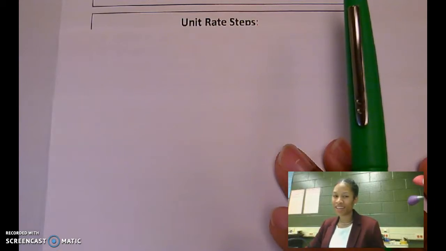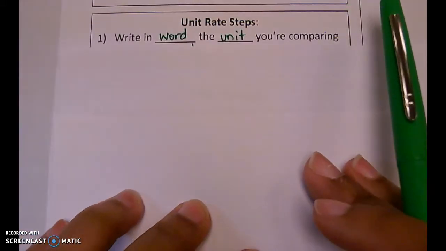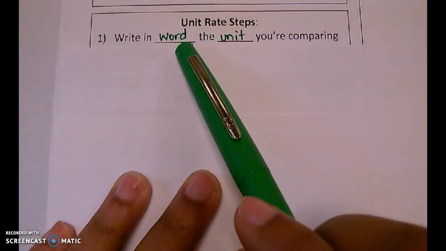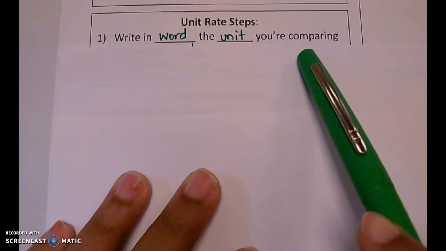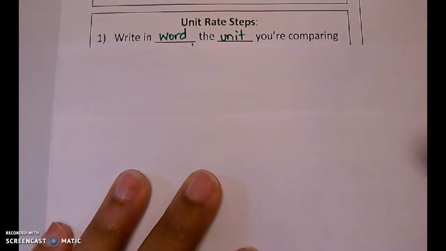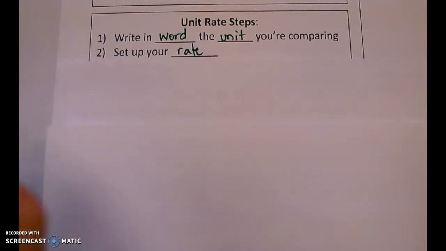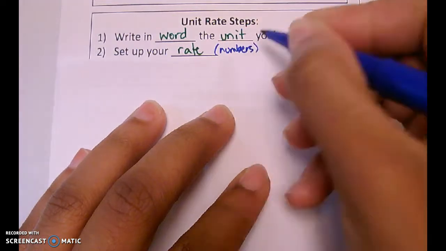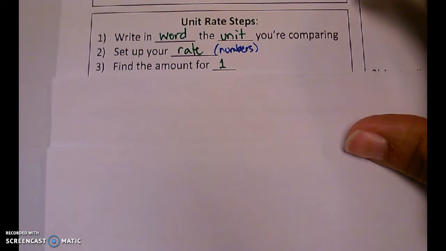See, y'all almost made me forget our unit rate steps. Let's get into those real quick. When we're solving any type of unit rate problem, the first thing I want you to do is to write in word form the units that you're going to be comparing. So you're going to read the problem, identify what words we're using for this unit rate, and write those down. Secondly, you're going to set up your rate. And when I say set up your rate, I mean your actual numbers. Okay? And finally, you're going to find the amount for 1.